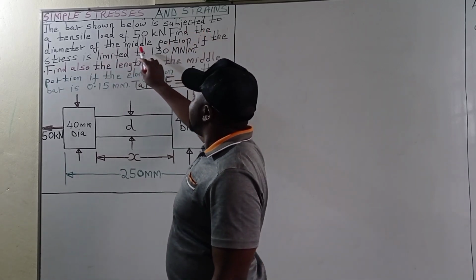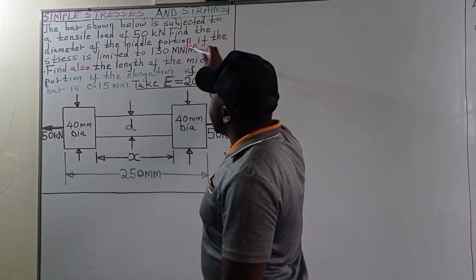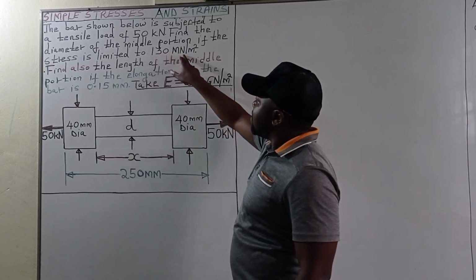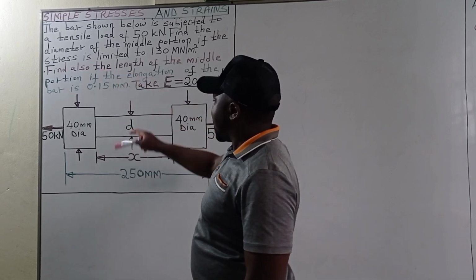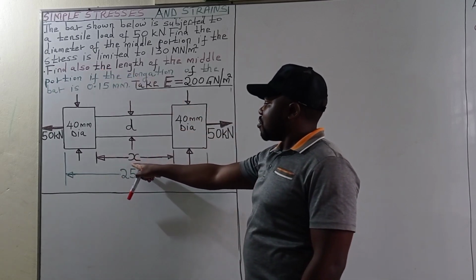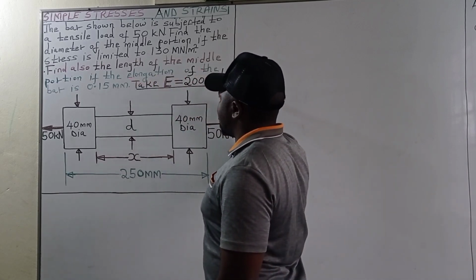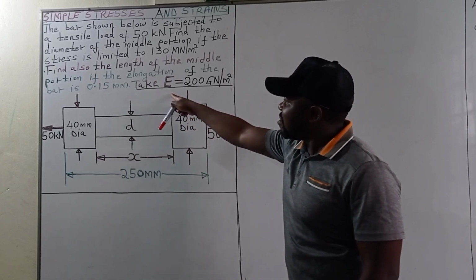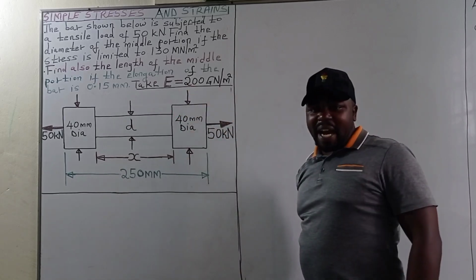Find the diameter of the middle portion. This is the middle portion. We have to find its diameter, if the stress in this middle portion is limited to 130 meganewtons per square meter. We are also to find the length of the middle portion, that is x, if the elongation of the bar is 0.15 millimeters. Take Young's modulus of elasticity to be 200 giganewtons per square meter.